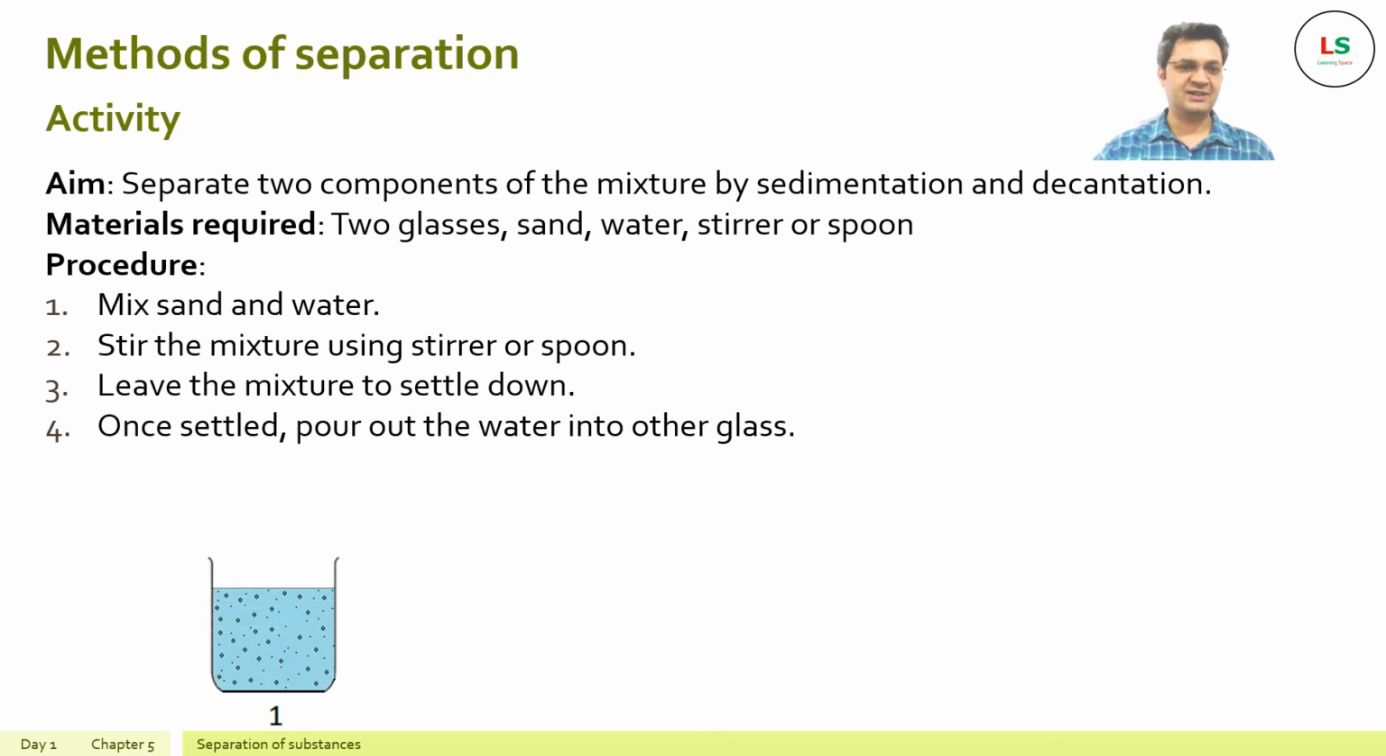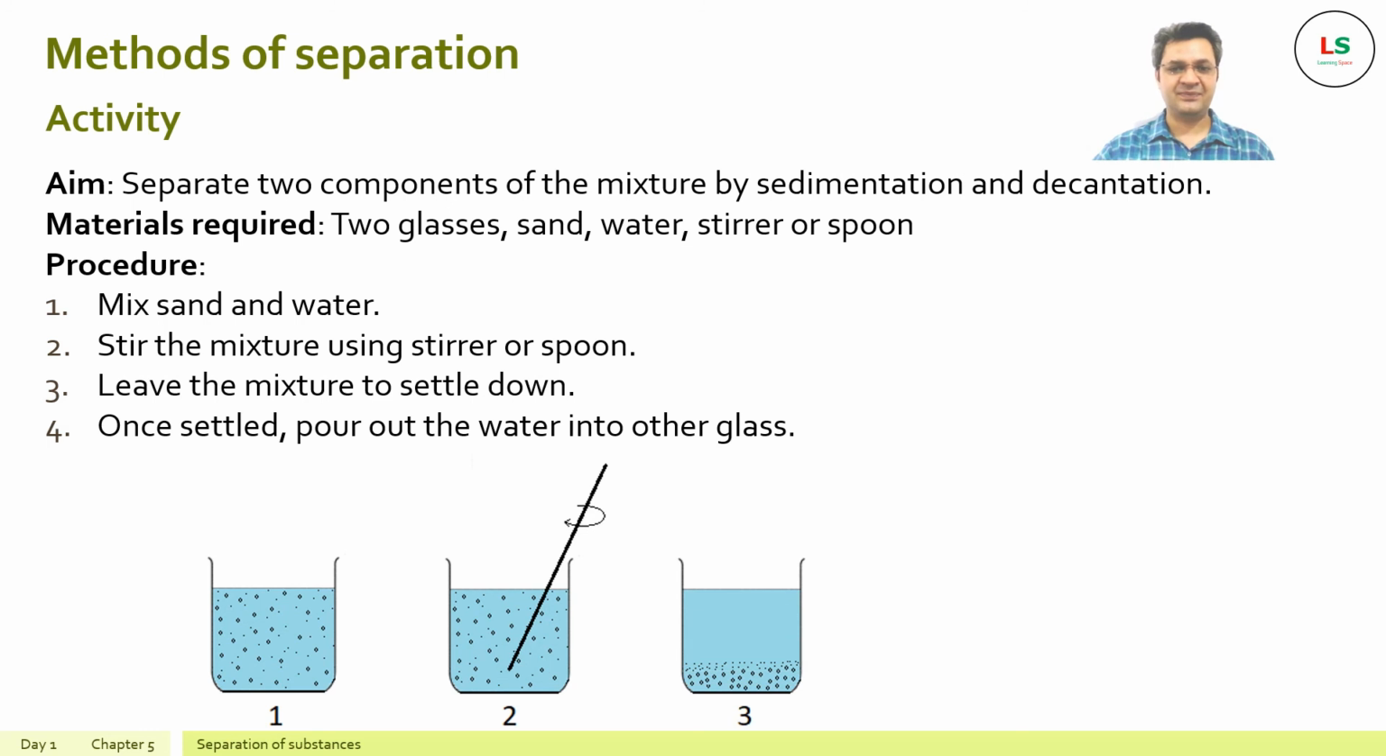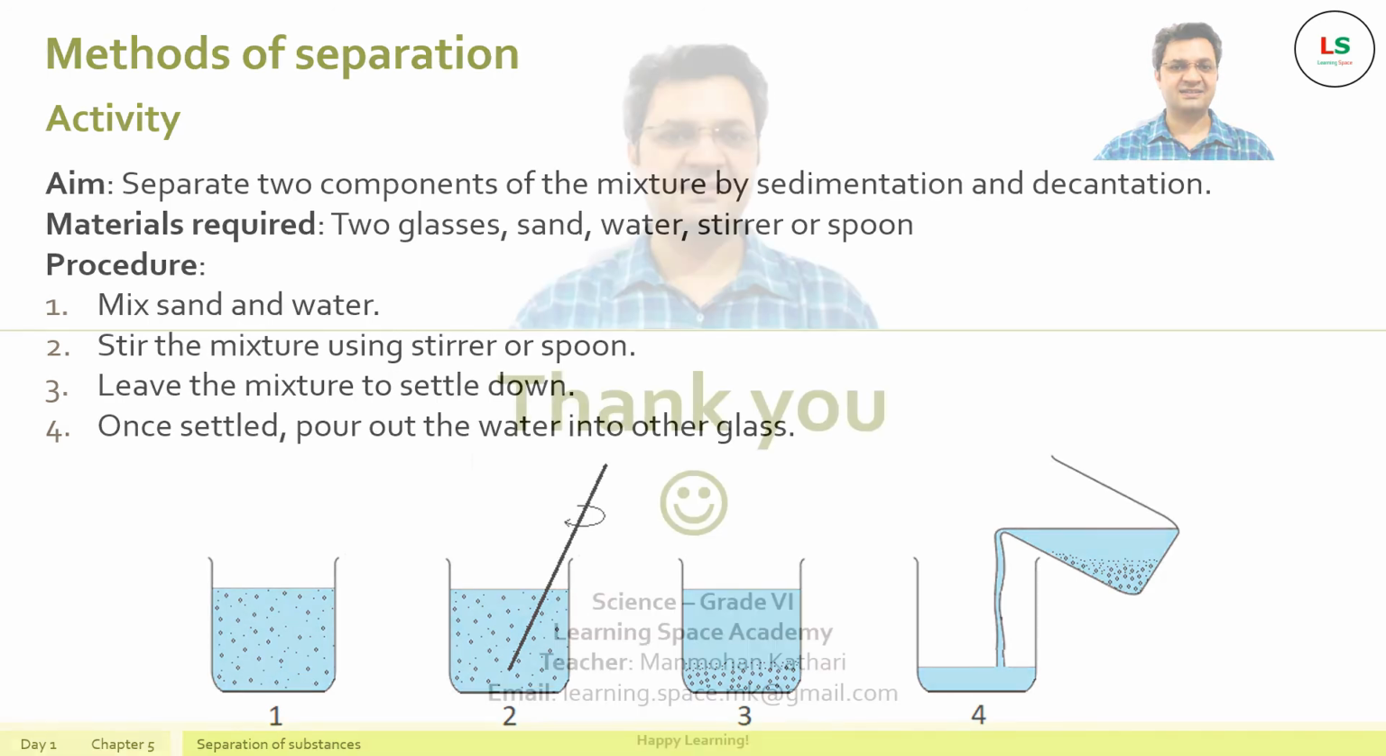So this is the first one wherein we mix the sand. This is the second one where we stir and leave the mixture. And then finally, once things are settled, we pour out the water into the other glass. So we see the 2 processes, sedimentation and decantation, in action.